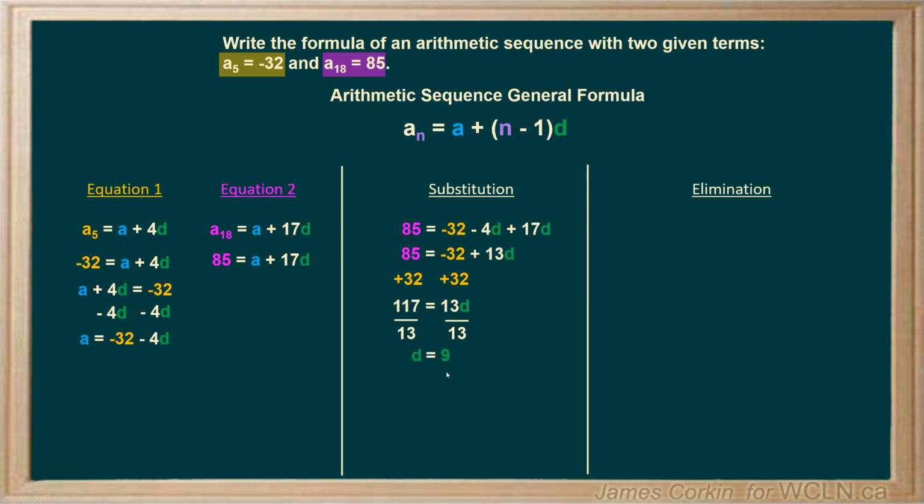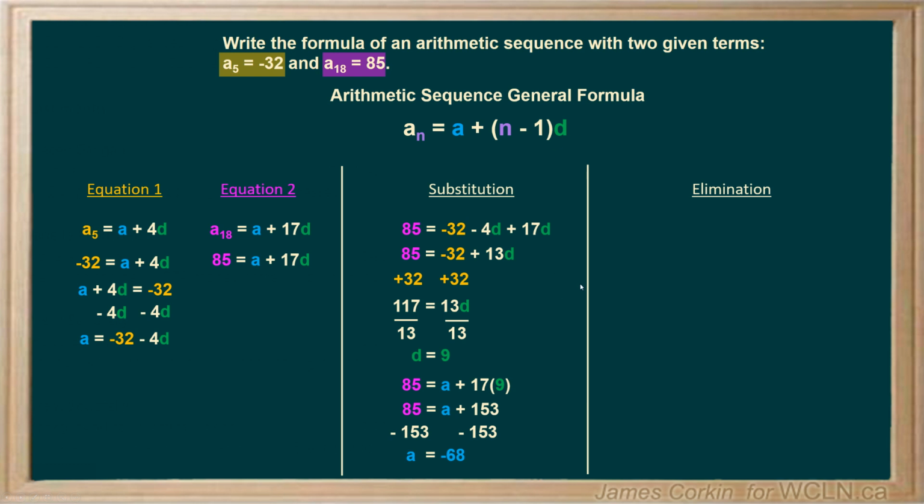Once you know the value of one of the variables, you can substitute that value into either of the original equations, so either equation 1 or equation 2. So in this case, I'm going to substitute it into equation 2, so I'm just going to replace the d with 9 and do a little algebra here. 153, subtract 153 from both sides, and now I know my value for a. So once you know d and you know a, that's all you need to create a general formula. So you would plug that in here, and I'll get to that in a moment.